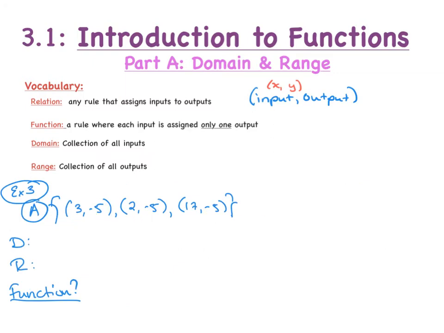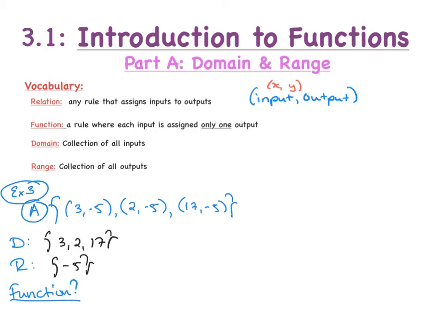Okay, so let's look at the relation 3, -5, 2, -5, and 17, -5. So domain, let's see, domain is going to be the list of numbers 3, 2, and 17. And the range, the outputs, is just going to be -5. That's the only output that we have.